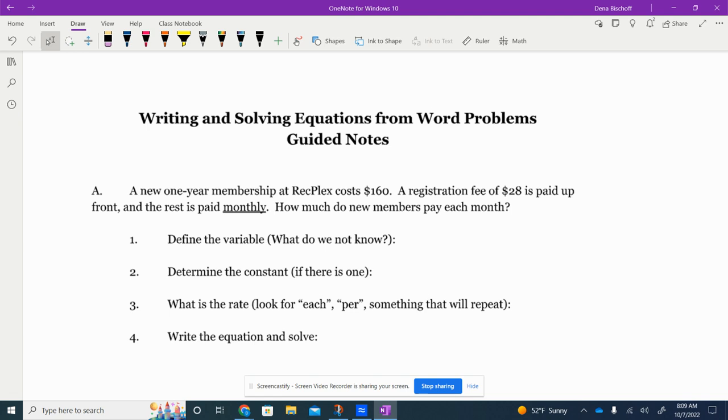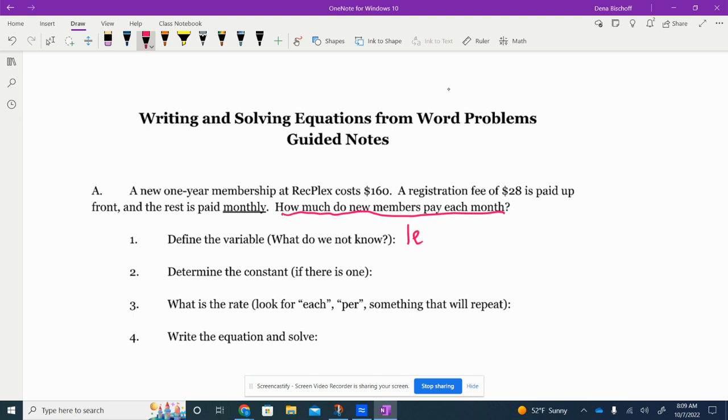So a new 1-year membership at RecPlex costs $160. A registration fee of $28 is paid up front, and the rest is paid monthly. So how much do new members pay each month? So the question, define the variable. When we say define the variable, it's always the question. So the question is this: how much do new members pay each month?